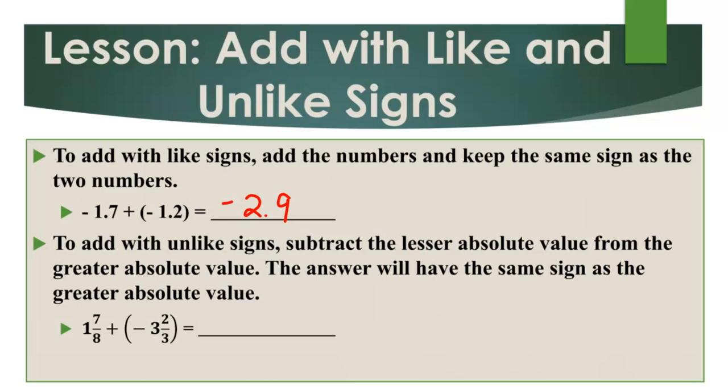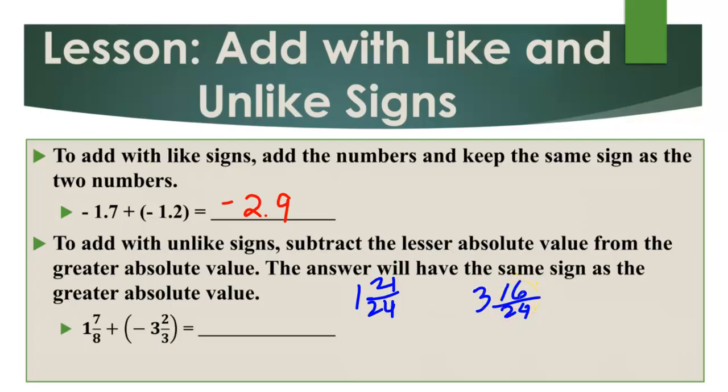So the common denominator of 8 and 3 would be 24. So I would have 1, and then 8 times 3 would give us 24. So that means I have to multiply the top by 3, and that gives us 21. And the other number is 3, 24, since 8 times 3 is 24. So that means 2 times 8 would give us 16.